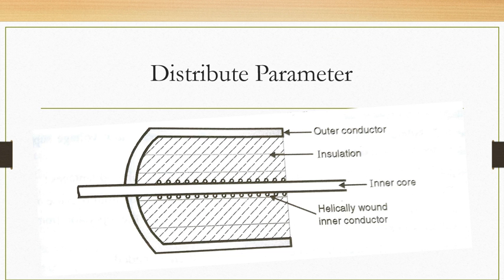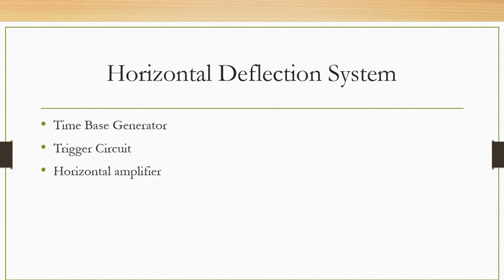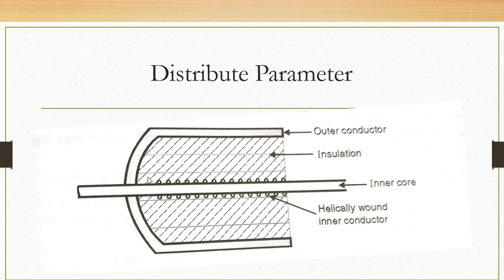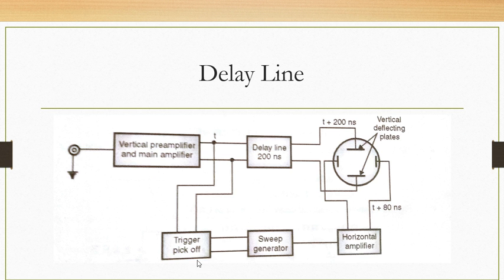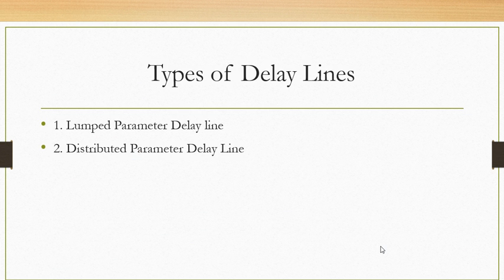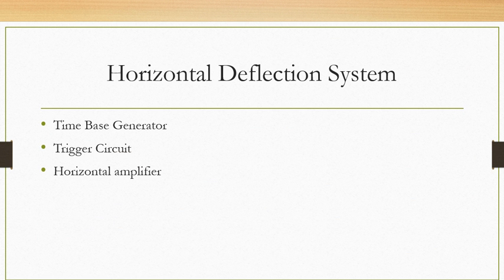Now the next part is again very simple, and that is the horizontal deflection system. Right now we have discussed CRT and the vertical deflection system. Now we have to discuss the horizontal deflection system. Inside that we have to see the trigger circuit, the time base generator, and the horizontal amplifier. The circuit for this is again the same. This is the trigger generator, this is the sweep generator or time base generator, and this is the horizontal amplifier. So let's discuss this.